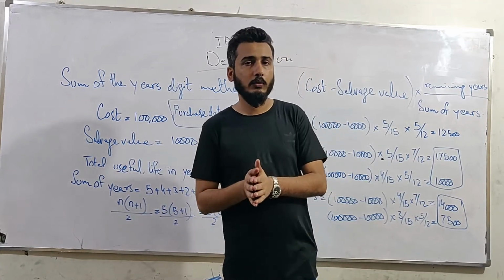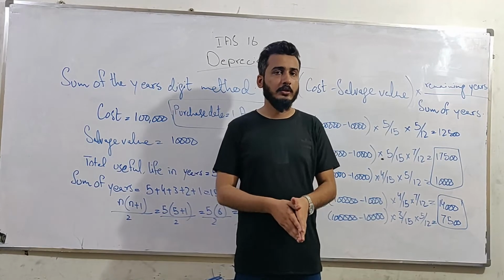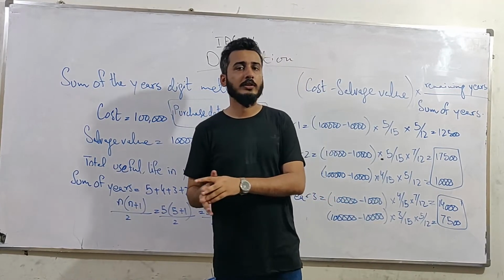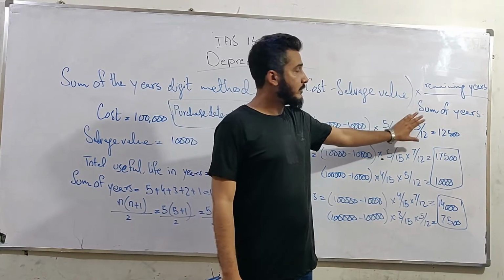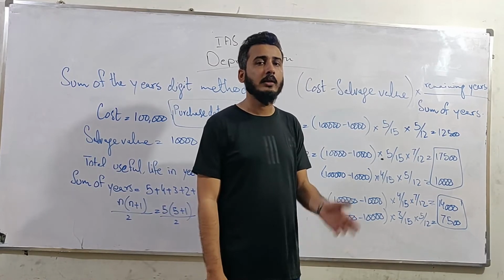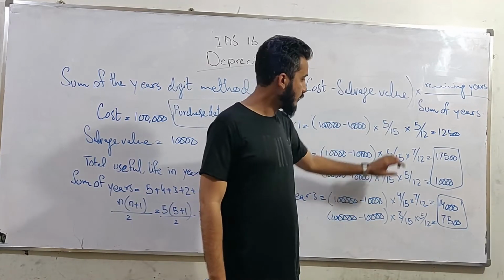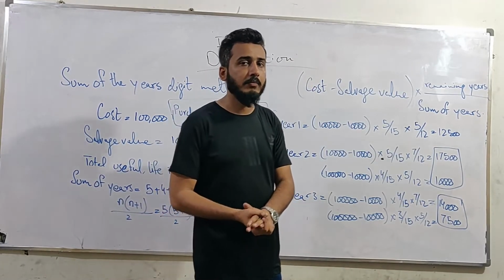Why is it so? Why hasn't the remaining life changed? Because of the shift of the year. Why is so? Because the machine was only depreciated for 5 months and it is still left for 7 months of year 5. Therefore, we shall multiply it by 7 and divide it by 12.